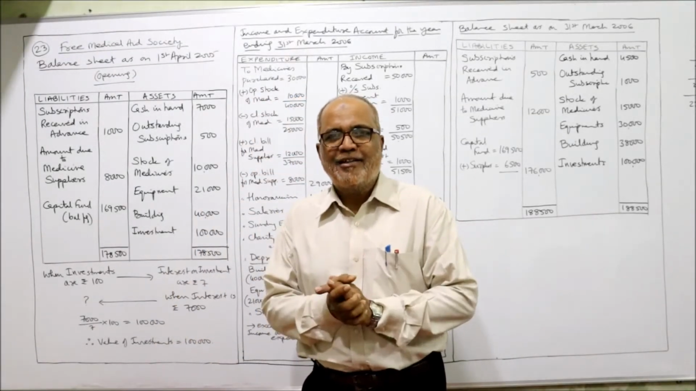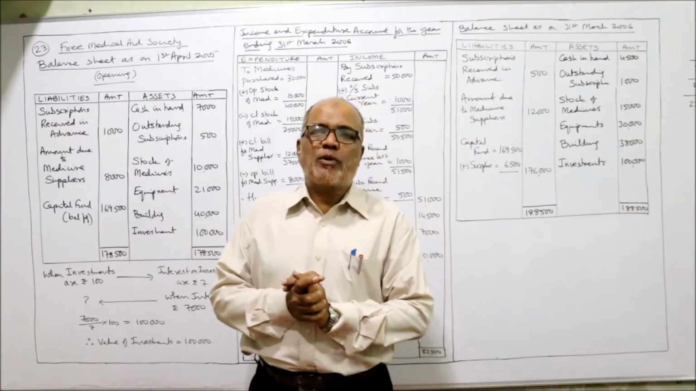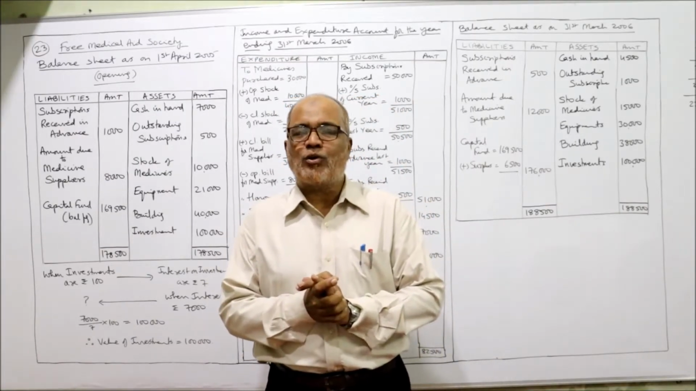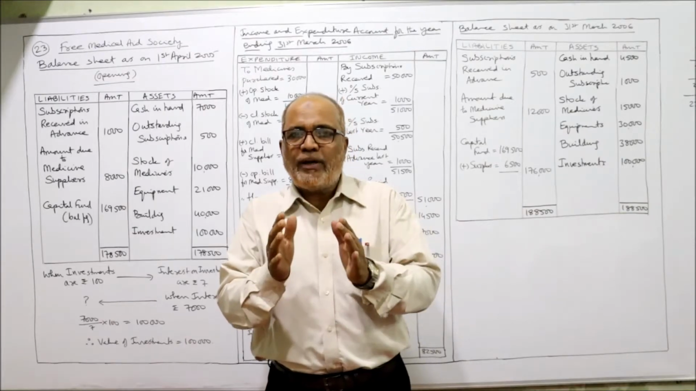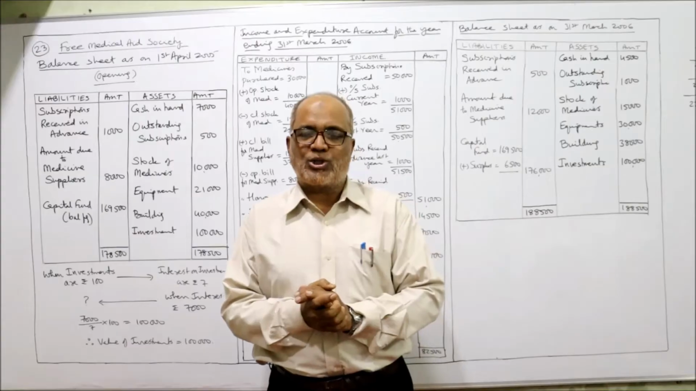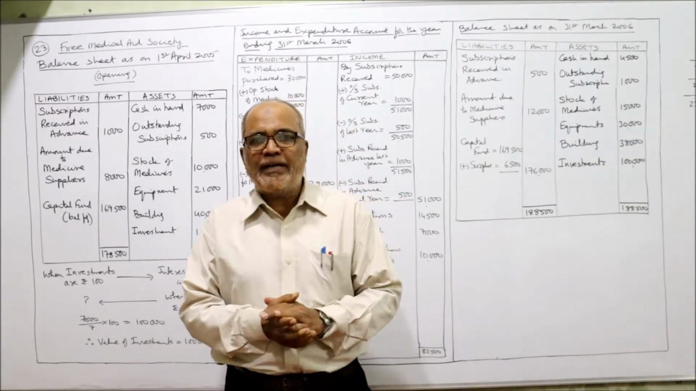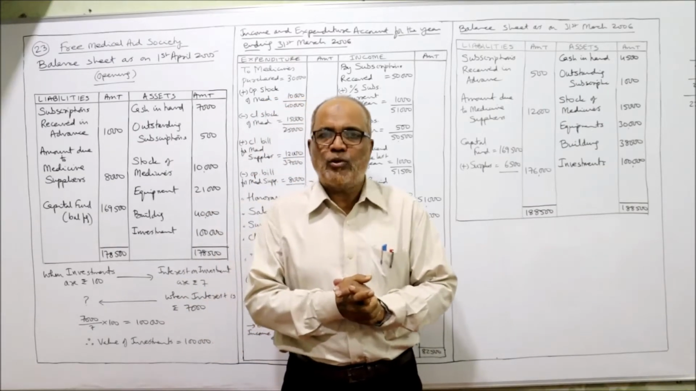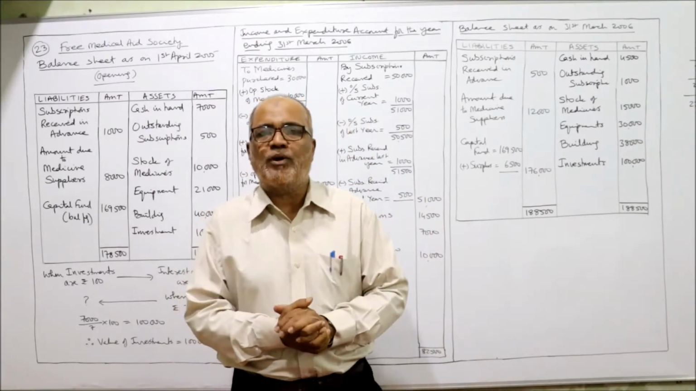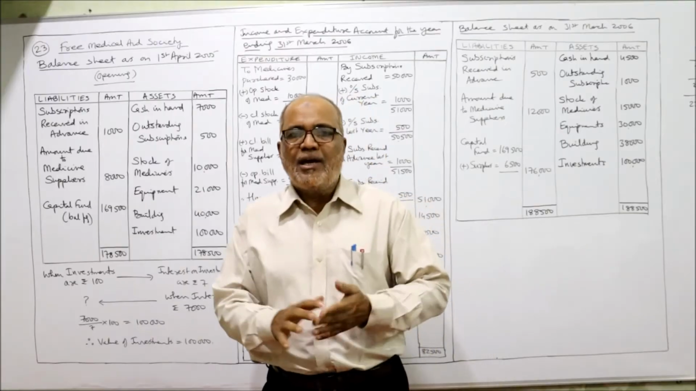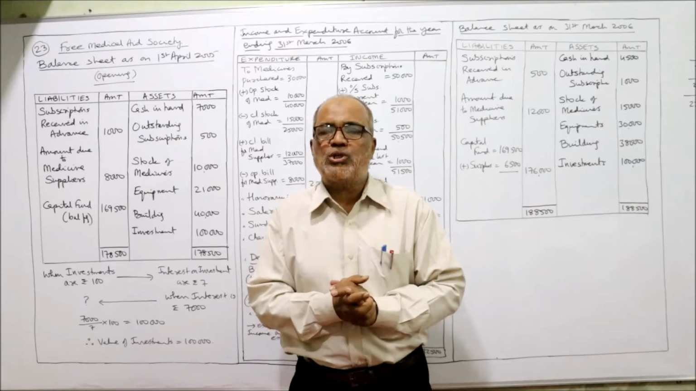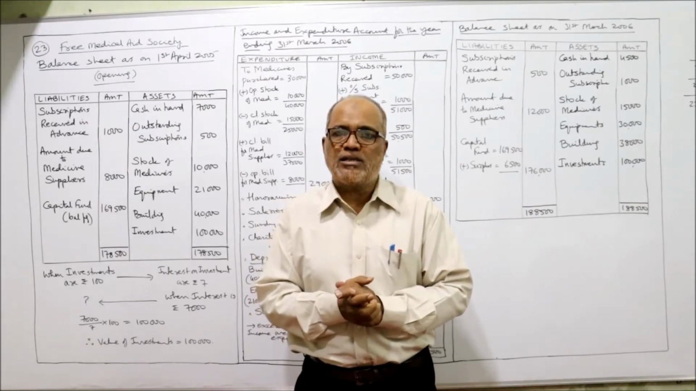Hasham Ali Khan here. So now I'm going to start the next problem, the 23rd problem on accounts of non-profit organizations. We are almost at the end of this chapter. I have completed 22 problems in the last videos. Now this and the next video will be the last ones on this topic of non-profit organizations. We have seen how to make the income and expenditure account and balance sheet of non-profit organizations.